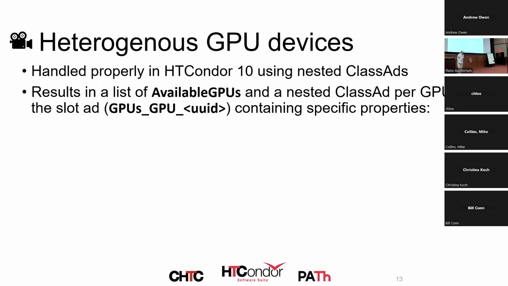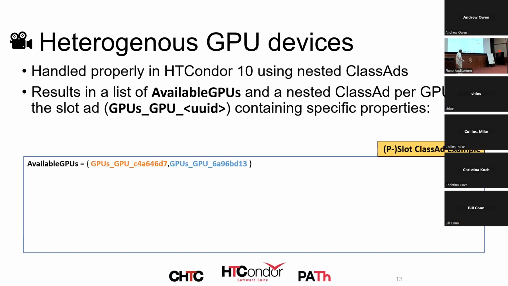And what this looks like is in each of your machine slot ads, you will have a list of available GPUs and a nested class ad per GPU that actually describes all the properties of each of those GPUs. So for an example here, let's say I have a machine that has 2 different GPUs, and take a look at its slot ads. If I scroll down and get to the available GPUs, you'll see 2 GPUs listed here, each with its unique UUID.